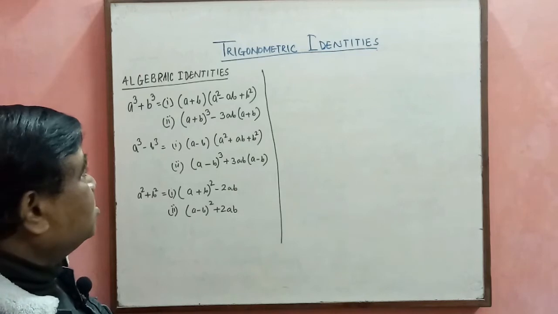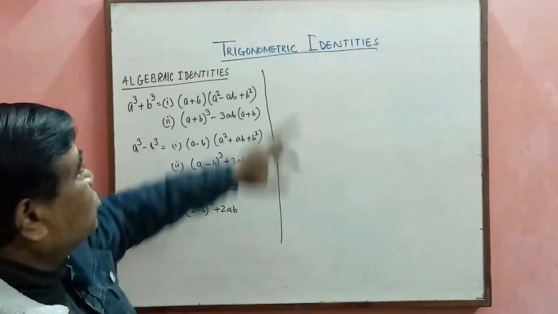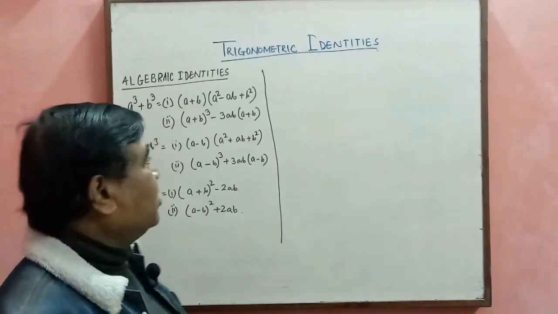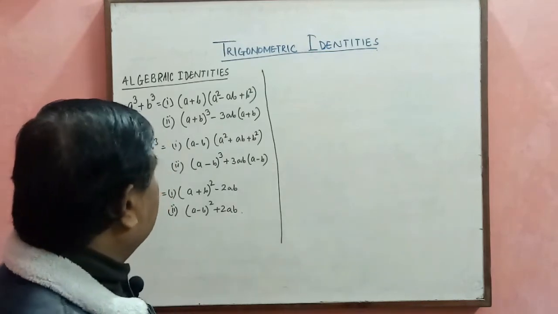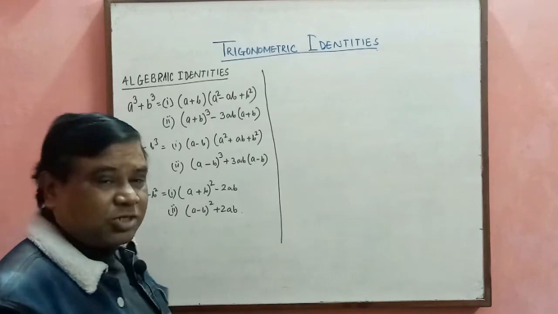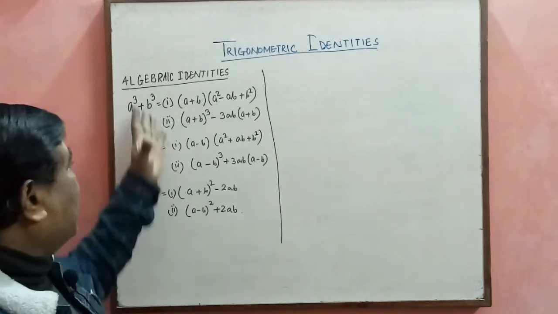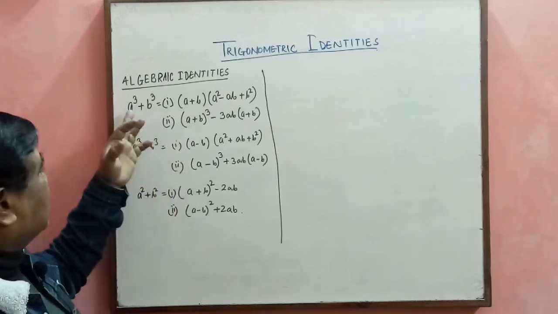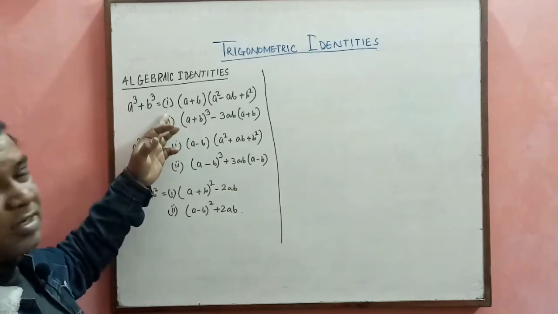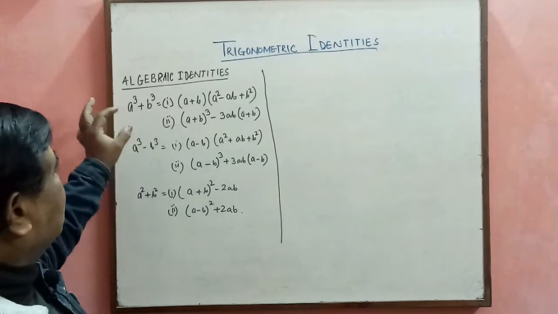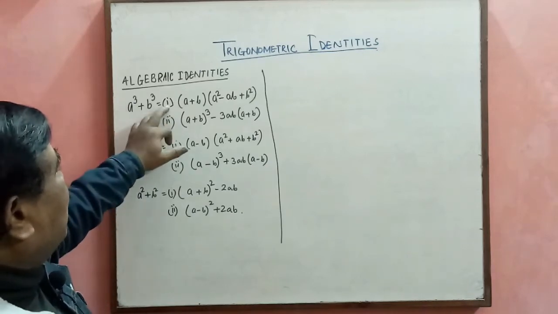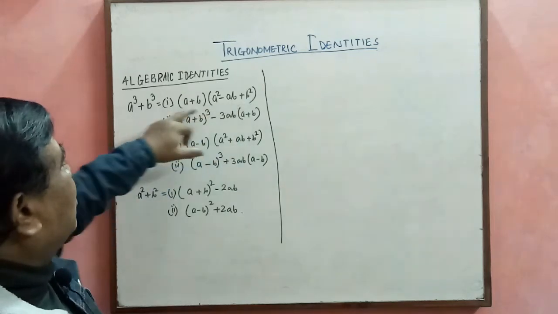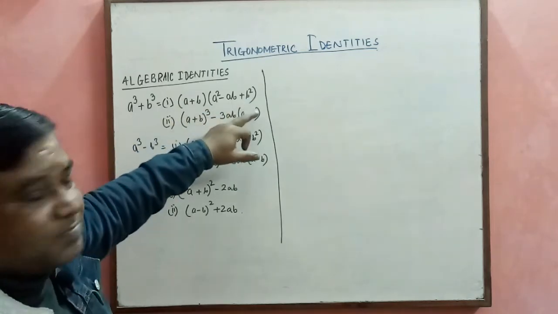Now I will show you how to solve trigonometric identities. Before solving trigonometric identities, we must know some algebraic identities also. Here, these are the identities that you must know. A cube plus B cube, number 1, A plus B into A square minus AB plus B square. This is for factorization.